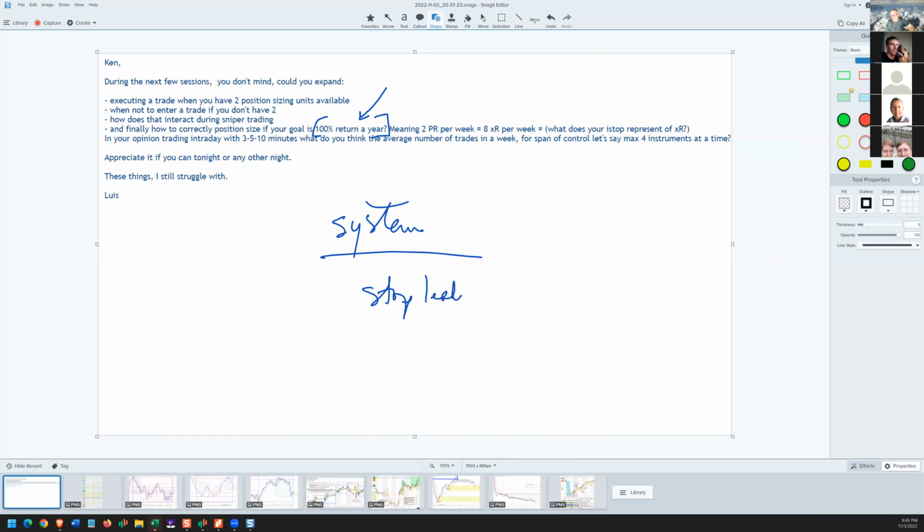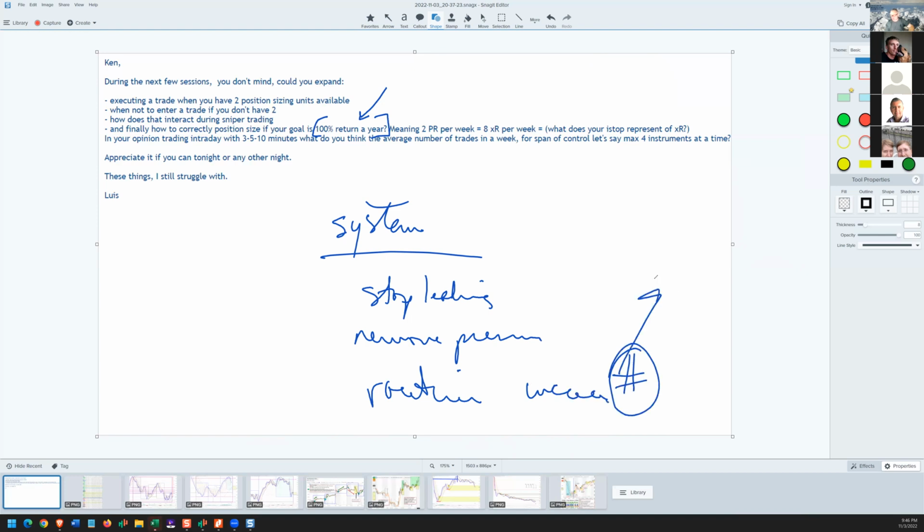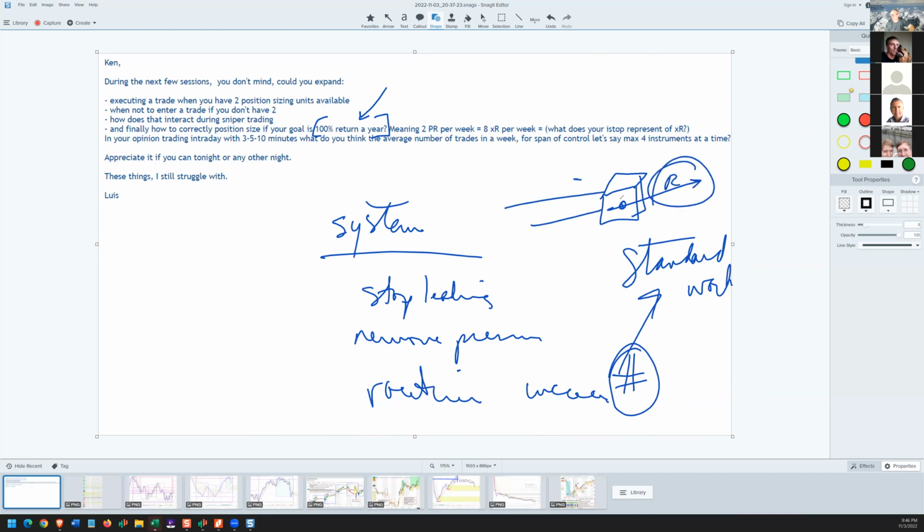stop the leaks, remove pressure, establish routines, increase frequency and number of opportunities that are traded in a standard way, and look to achieve standard work so that you can establish a little black box of a little factory that is producing R. Standard inputs, standard trading, standard production.